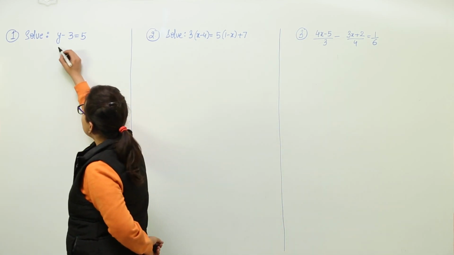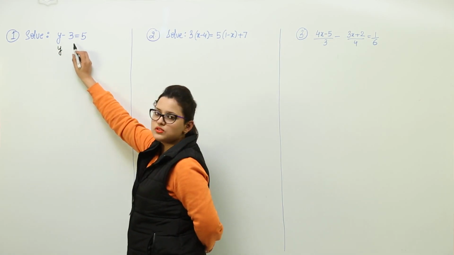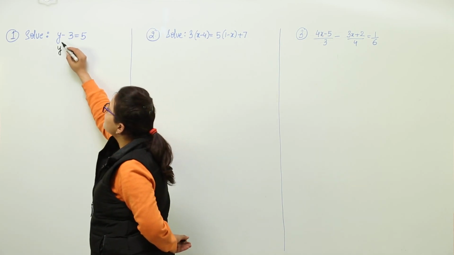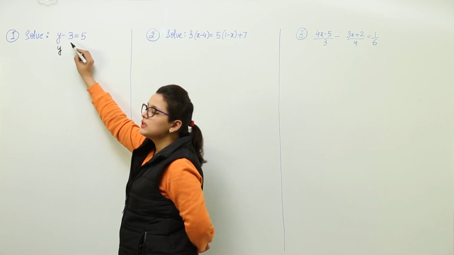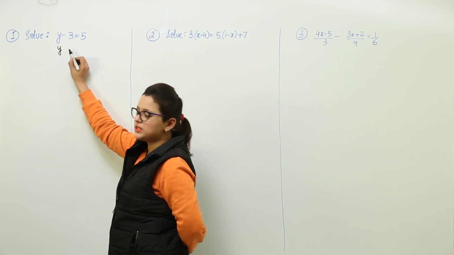So let us start. We have seen that on the left hand side we have y minus 3 and on the right hand side we have 5. So we have to find out the value of y in this case. Now what we can do, I'll teach you two ways to do this.